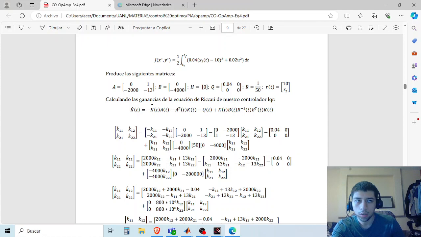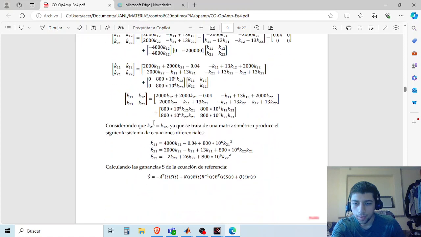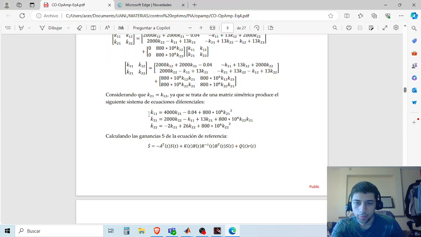To design our LQR controller, we have to use the Riccati equation to get the K gains, and this is the general form of the Riccati equation. We are gonna substitute and solve this equation for the derivative of the x values, and it turns out that we have the following differential equation system, and we are gonna solve this differential equation system to obtain the proper K values.